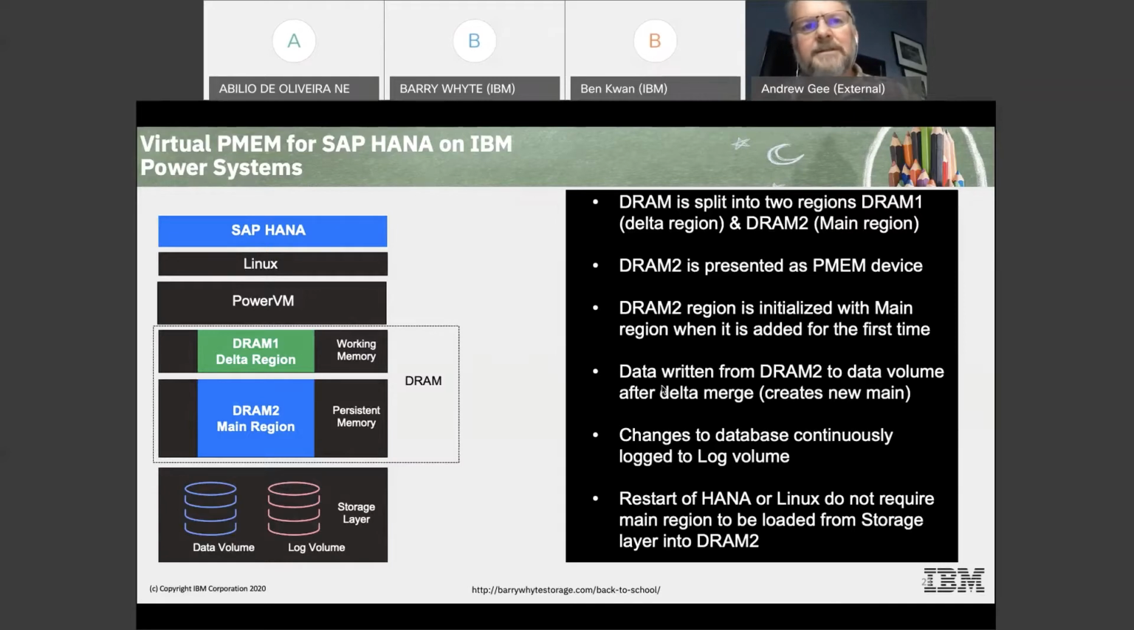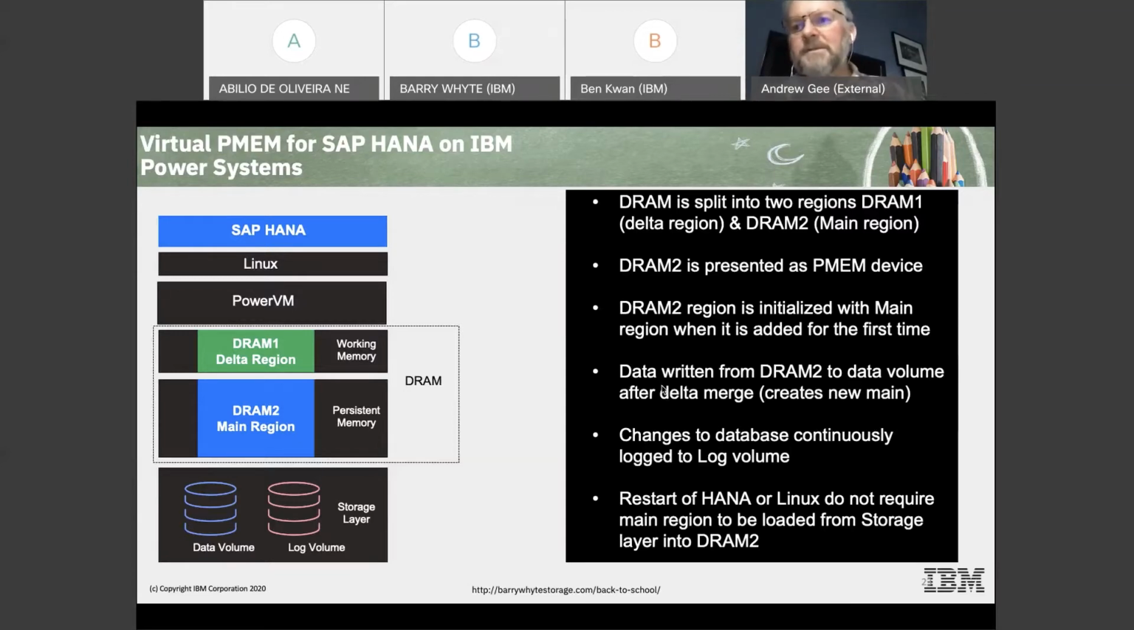The best thing about it is that we can actually restart the LPAR. We could restart the application, and that memory will remain, data will remain in the virtual persistent memory. The only thing that will cause it to go is if the server itself is powered off.